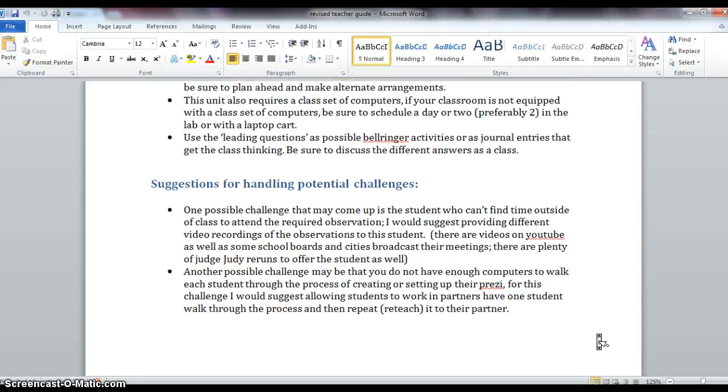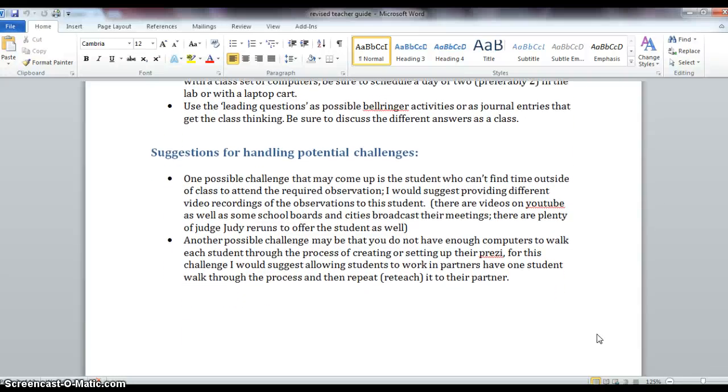Then I went through some of the potential challenges, and one was that they didn't have enough time to attend the required observation. Since I changed it from three to one, I thought it might still be a struggle since a lot of my students have after-school jobs or internships. The third observation could be a video as well, as a possible accommodation or modification for students with excused schedule challenges.